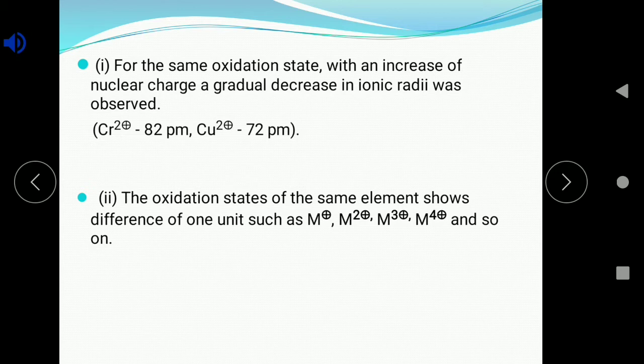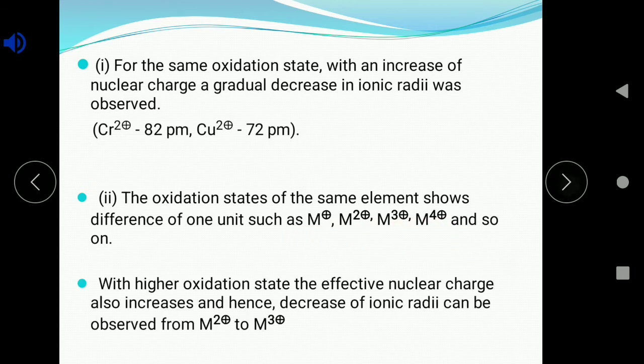Suppose we consider any element showing plus 1, plus 2, plus 3, plus 4 and so on oxidation states. Then with higher oxidation state, the effective nuclear charge increases and hence there is decrease in ionic radii from M plus 2 to M plus 3. Understood this? Now, if we move from plus 2 to plus 3, what is the difference between these two?